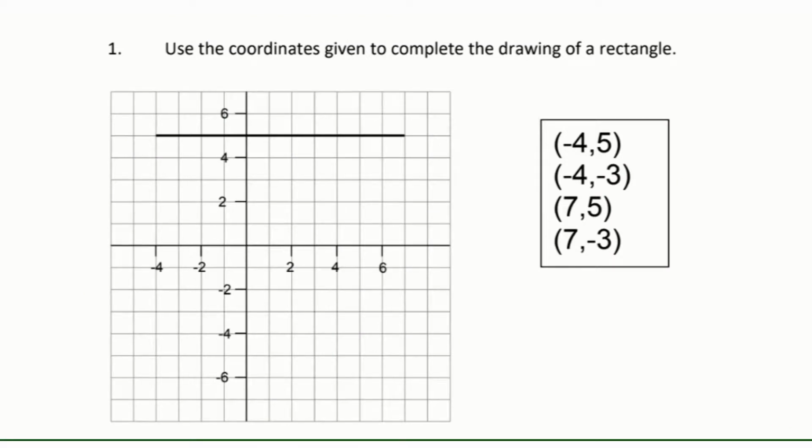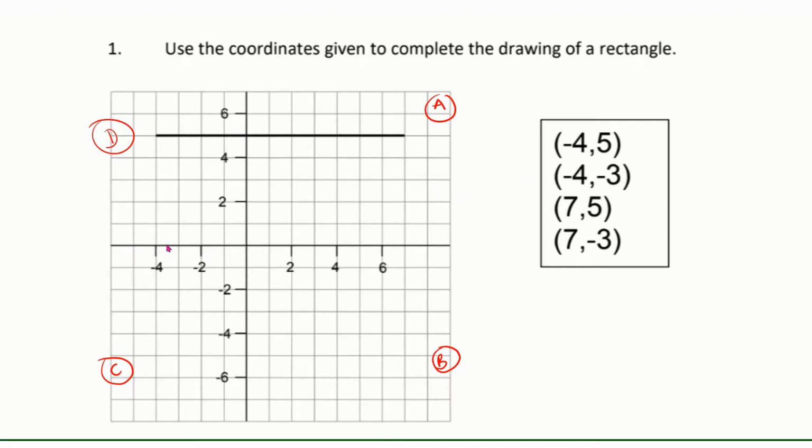Now we are going to use and apply some of the knowledge we've just learned. Before I go any further, I'm going to label each quadrant. So this was quadrant A, this was quadrant B on the bottom right hand side, quadrant C and quadrant D. And we're going to plot these 4 points that we've been given: (-4, 5), (-4, -3), (7, 5) and (7, -3).